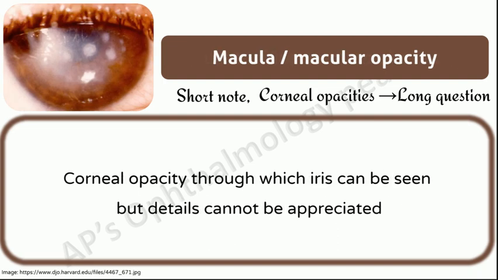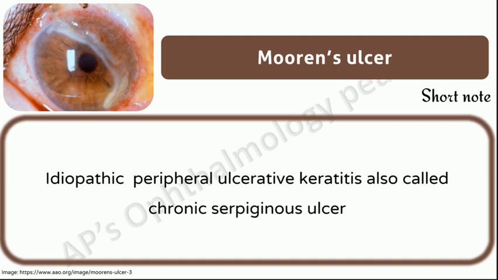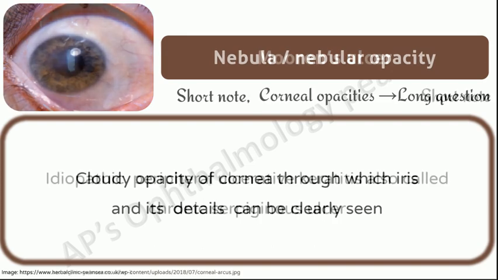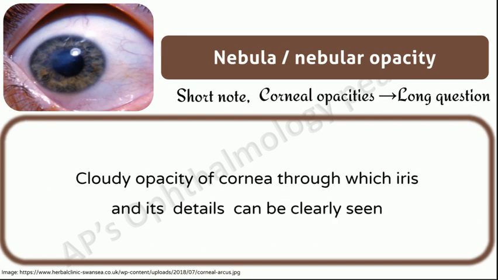Macular or macular grade opacity is a corneal opacity through which the iris can be seen but details cannot be appreciated. Mooren's ulcer is an idiopathic peripheral ulcerative keratitis, also called chronic serpiginous ulcer. This is not to be confused with acute serpiginous ulcer. Nebula or nebular opacity is a cloudy opacity of the cornea through which iris and its details can be clearly seen.